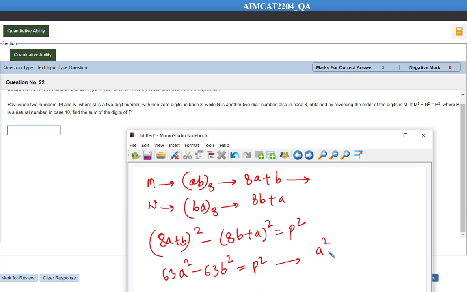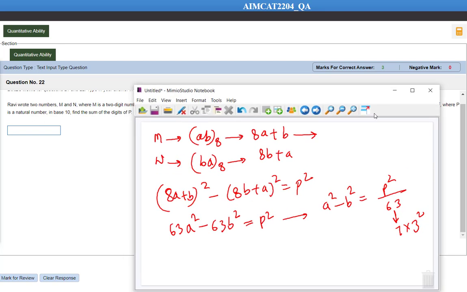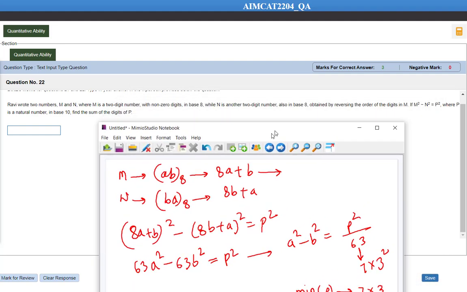So a square minus b square is going to be p square divided by 63. 63 is what? 7 into 9, 7 into 3 square. Okay, so the minimum value that p can take, p has to be 7 into 3, no? Sorry, p has to be 7 into 3. The minimum value p can take is 21. But ignore it, we will not be able to solve this completely.